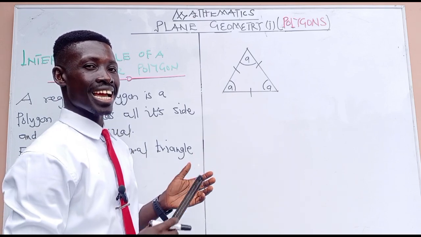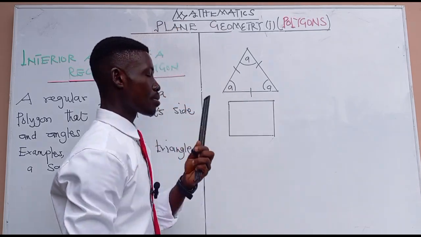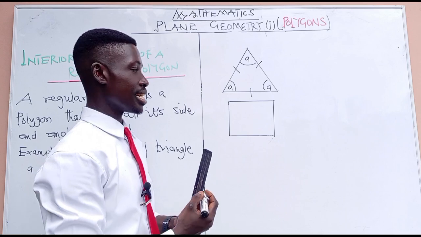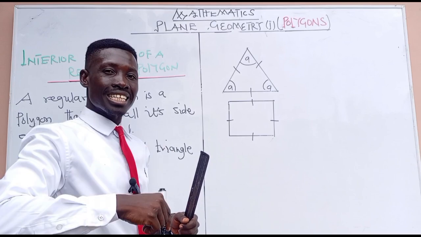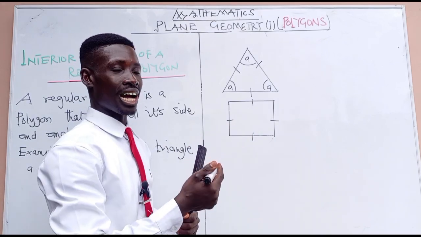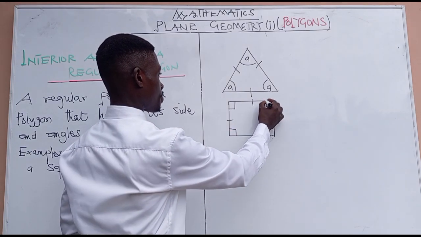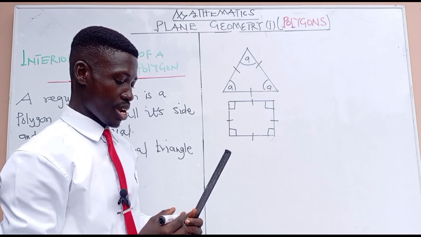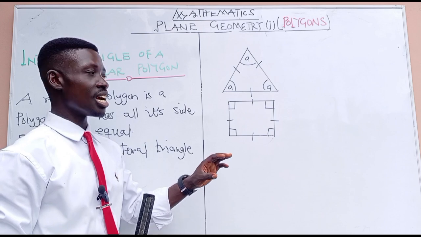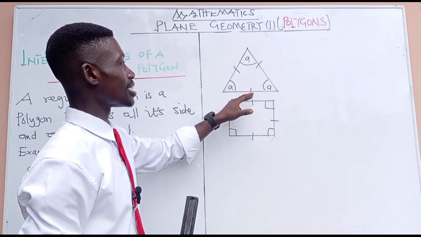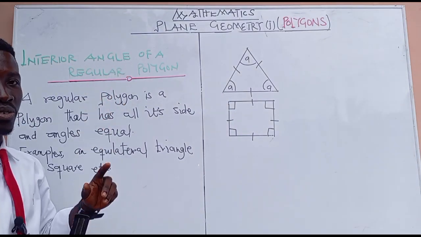We can also talk of a square. So we all know that a square has all the sides equal, and the angles within the square too are also at right angles. They are all 90 degrees. So a square is a regular polygon. So when you talk about a regular polygon, we are referring to a polygon with all the sides and angles being equal. Good.